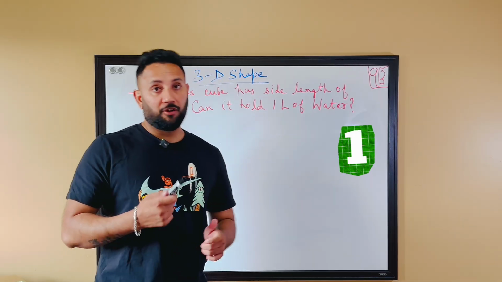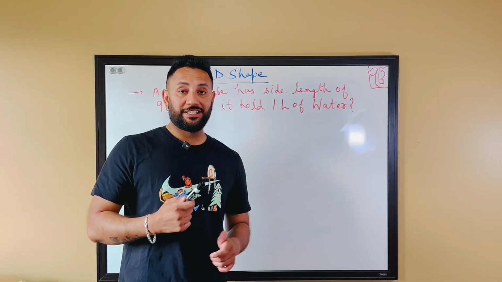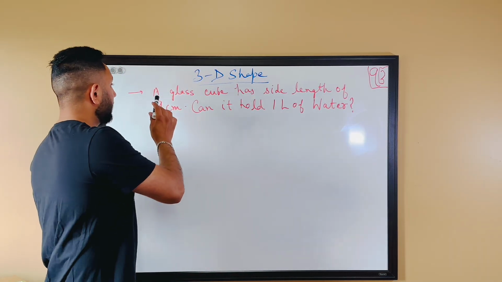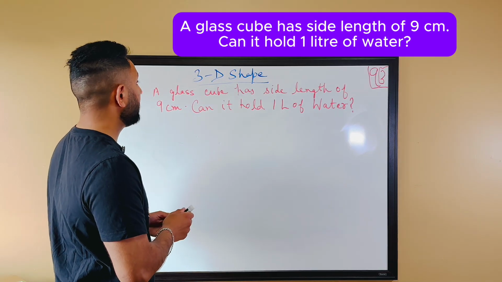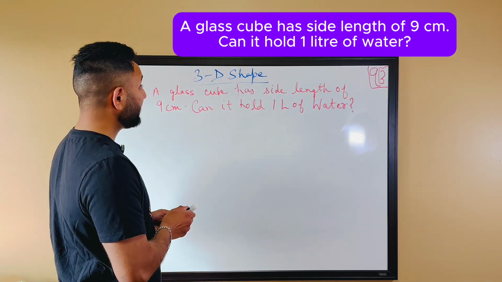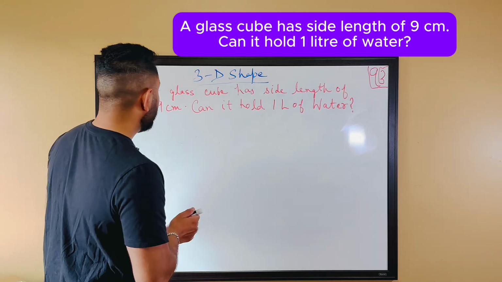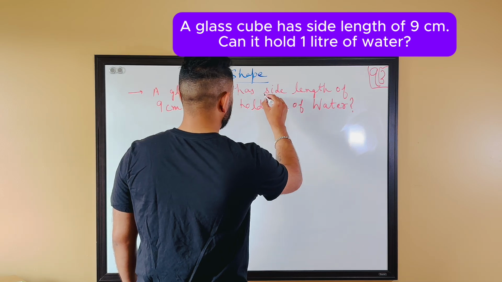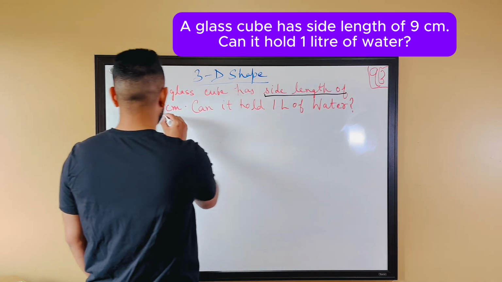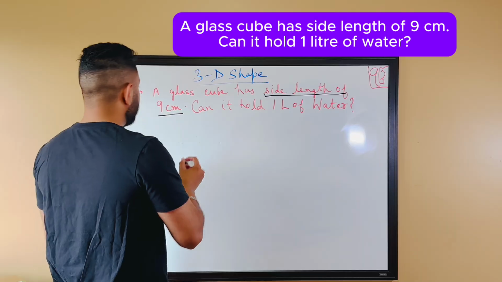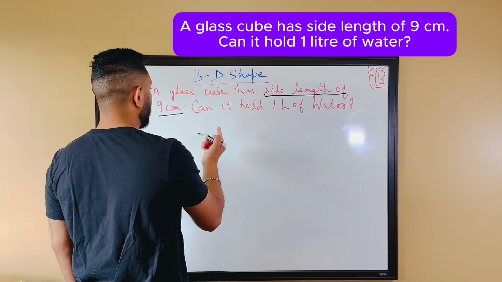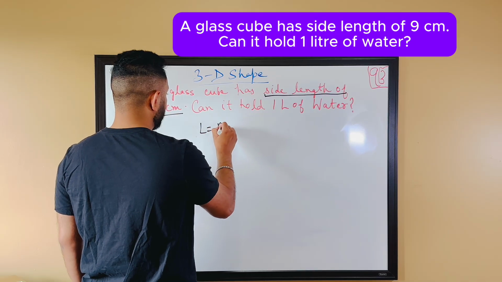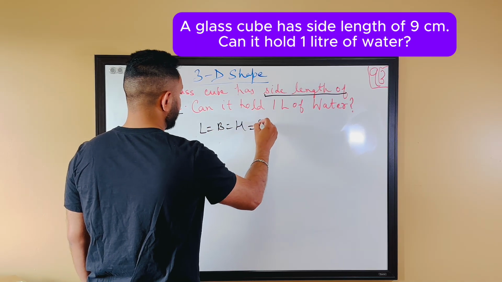So now we're going to do a couple of examples that will elucidate the topic well. Our first example: a glass cube has a side length of 9 centimeter. Can it hold 1 liter of water? So let's emphasize what is given to us. Side length of 9 centimeter. As we know that all the sides of a cube are equal, length is equal to breadth is equal to height, which is 9 centimeter.